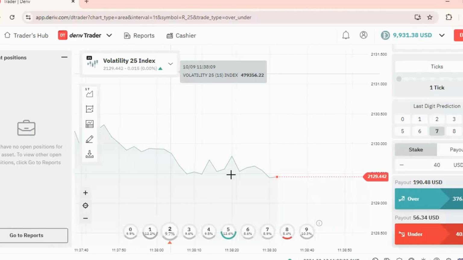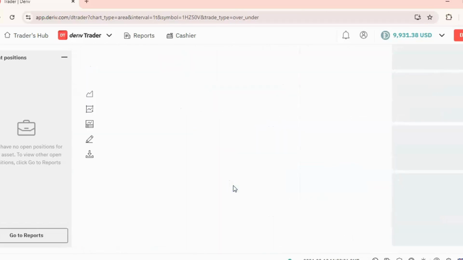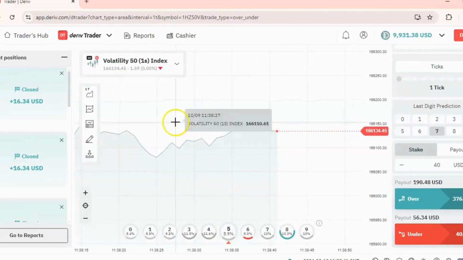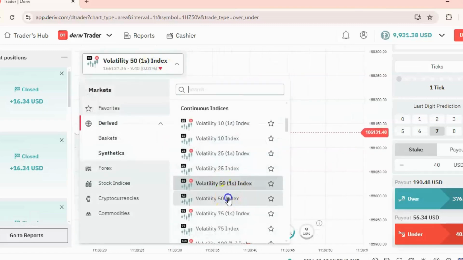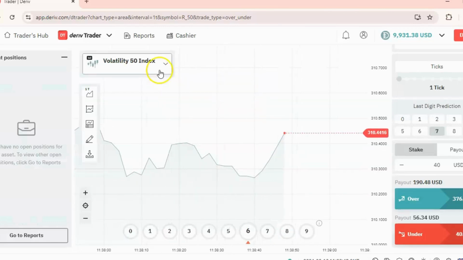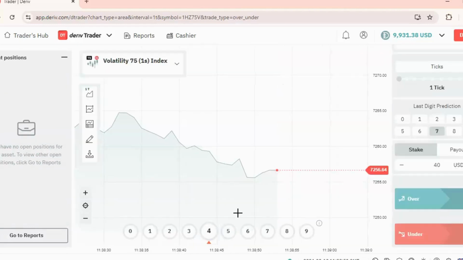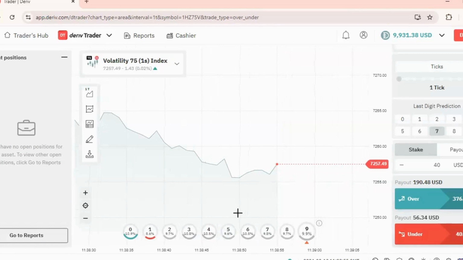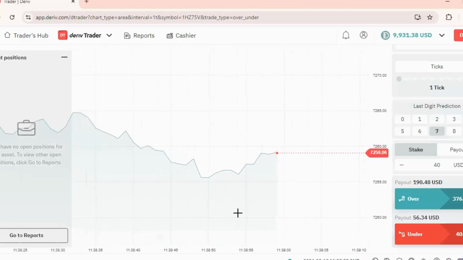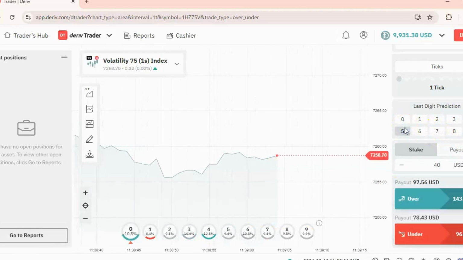So sometimes it's a bit tricky for you to find a good market for the strategy that you are going to trade. That's why I usually recommend that you learn rise and fall, because that is the market where you can see what's happening, and it's a bit predictable and a bit easier. So if you want me to be sharing some strategies of rise and fall, kindly make sure you comment so that I can know.